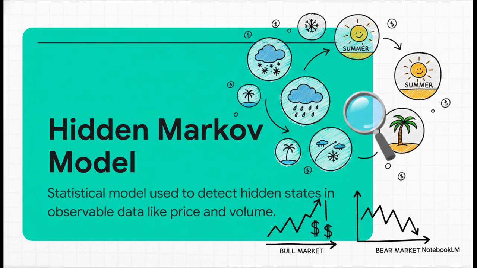Think of it kind of like the weather, right? You wouldn't wear a swimsuit in a blizzard, and similarly, you absolutely shouldn't use an aggressive bull market trading strategy when the market is in a crash state. The observable data, so daily price changes and volume, are just the snowflakes or the sunshine. The HMM's entire job is to look at those daily clues and mathematically deduce the underlying season, or regime, that the market is currently experiencing.